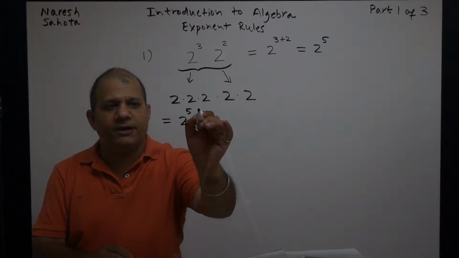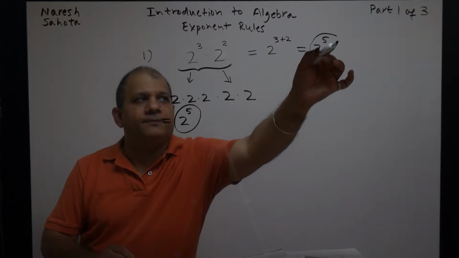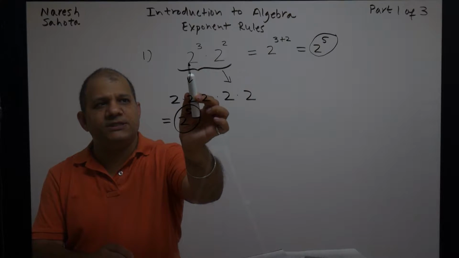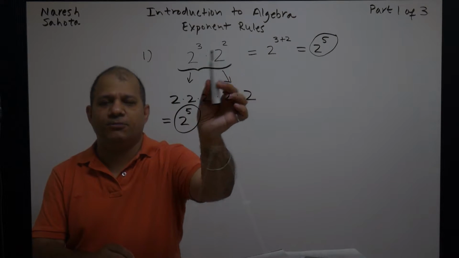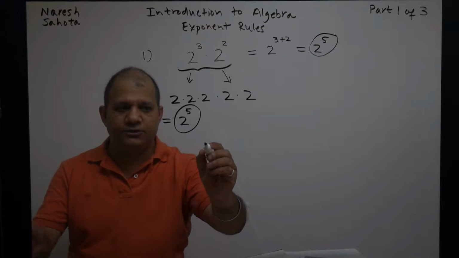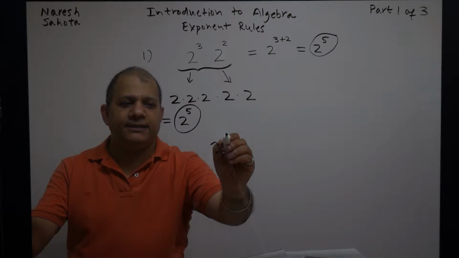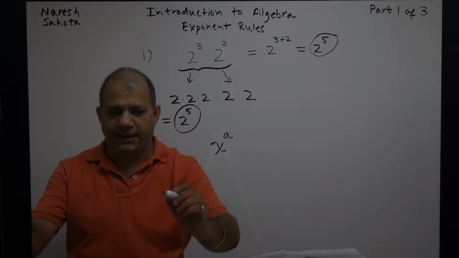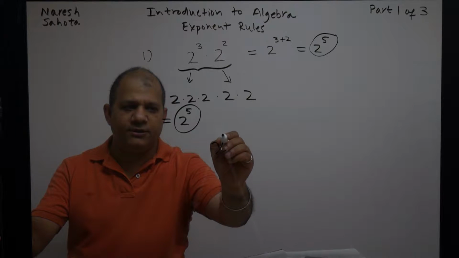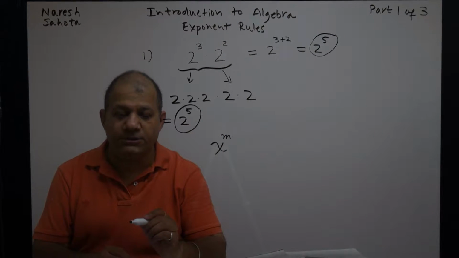So what you want to compare is that we get 2 to the 5 here, and this is what we stated up here. So the rule is, when you multiply with same bases, you add the exponents. So that's rule number 1. And I can generalize this. So if I have, let's say, a variable x and it has an exponent of a, or actually I'm going to use a different letter for the exponent. I will use the letter m. So m in this case represents an exponent.